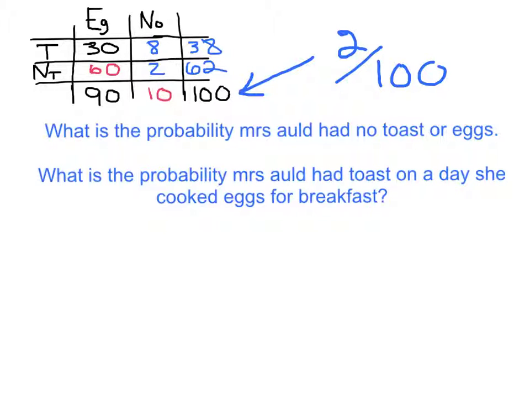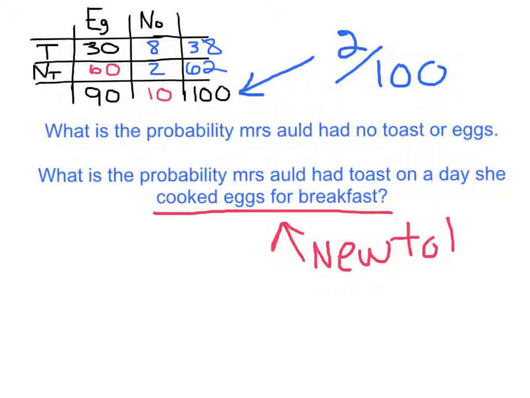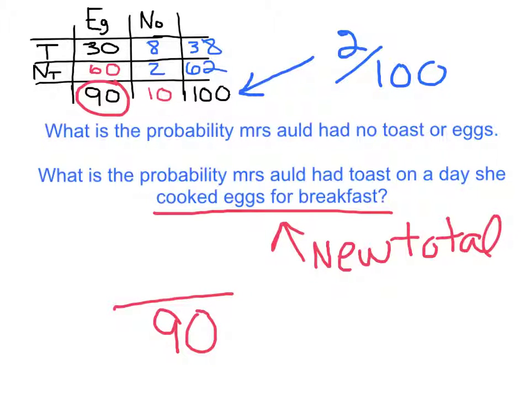In the second question, it says, what's the probability Mrs. Auld had toast on a day she cooked eggs for breakfast? So we're talking about a new total right here. We're not talking about every day I had breakfast. We're only talking about the days I had eggs. So the new total right here is this number, 90. So now what's the probability I had toast on a day I cooked eggs? 30 out of 90. That's equal to 33%.